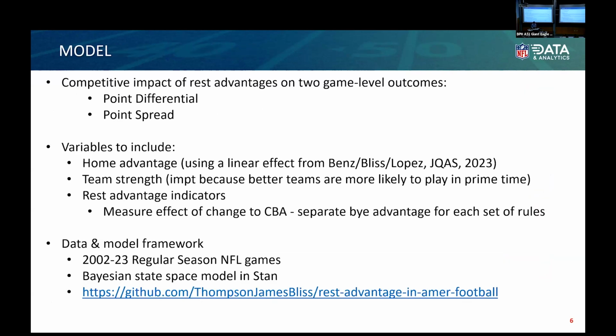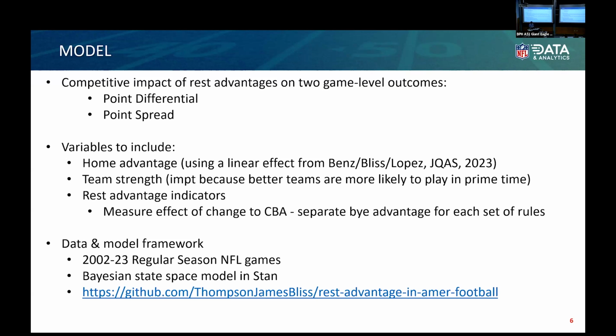All right. So let's talk about the model. We are going to build a model, and we're going to think about 2 sort of outcome variables. One will be point differential, so one team's points scored minus the opponent's points scored. And the other one will be point spread, which is set by the betting market. And again, it's also on the point scale, and it's just a measure of difference in strength of the 2 teams. So these are the 2 outcome metrics we're going to focus on when we build the model.